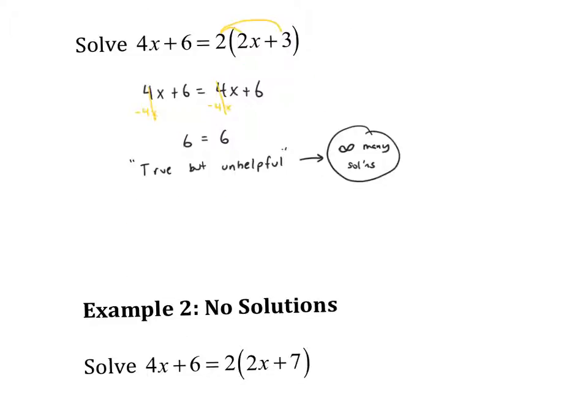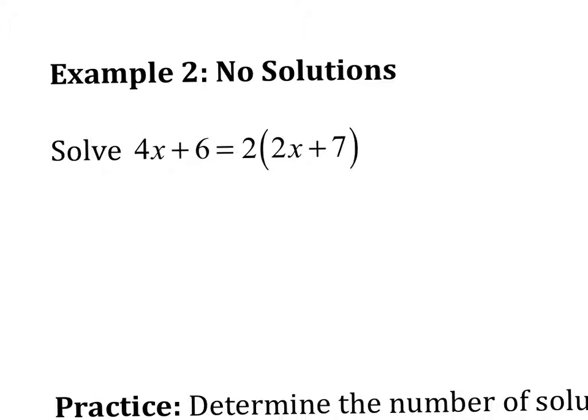So let's go on and look down here at a situation where I get no solutions. Well, same on the left, 4x plus 6. Now I'm going to distribute the 2 to both sides here to get 4x plus 14. And then I'm subtracting 4x from both sides in order to collect my variables. So here I get 6 equals 14, and we say, wait a minute, that's not true. 6 doesn't equal 14.